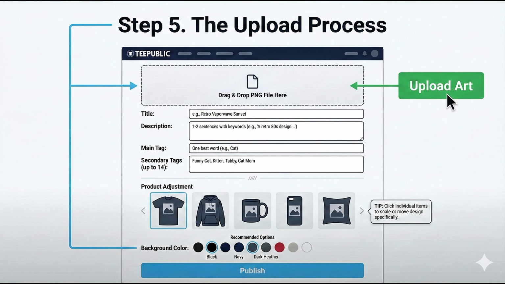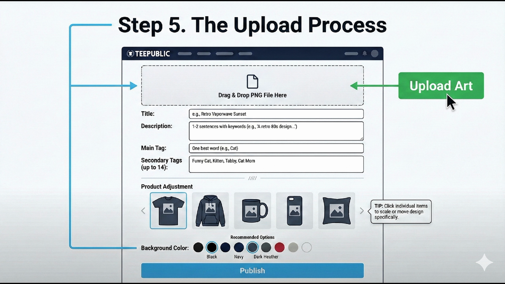Next is your main tag. This is your most critical SEO tool, so pick the single word that best describes your art. For the secondary tags, you can add up to 14 more. The trick here is specificity. Don't just use animal, use funny cat or cat mom.